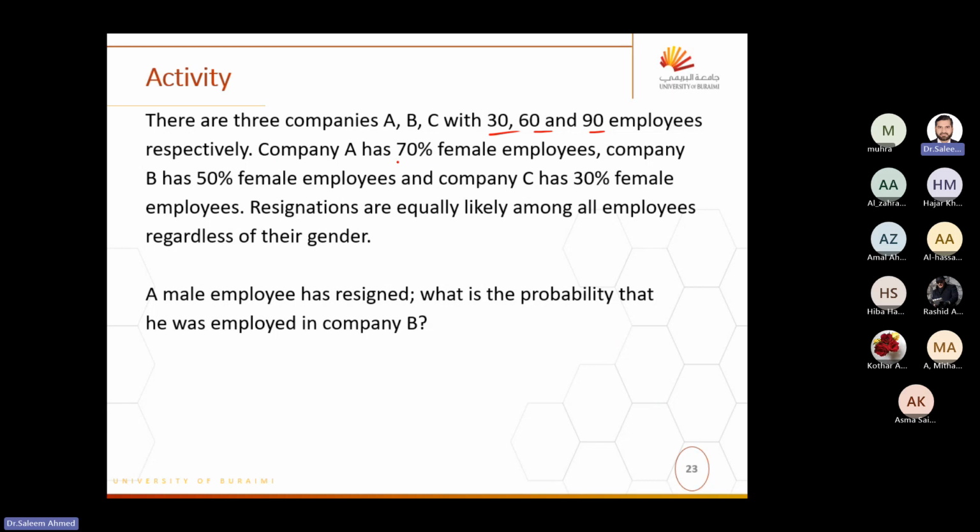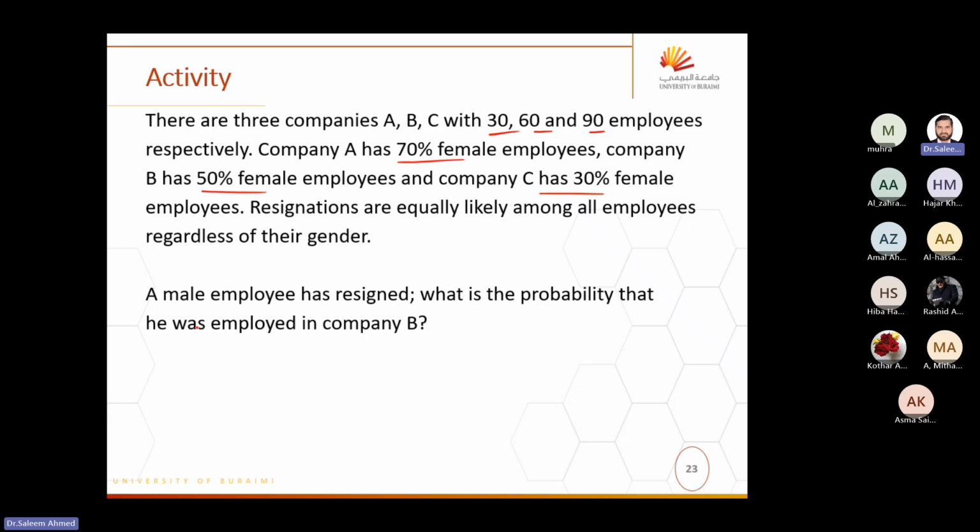Company A has 70% female employees, company B has 50% female employees, and C has 30% female employees. Resignations are equally likely among all employees, regardless of their gender, right? Anyone can resign from the job. It does not depend on whether you are male or female. So resignations are equally likely.